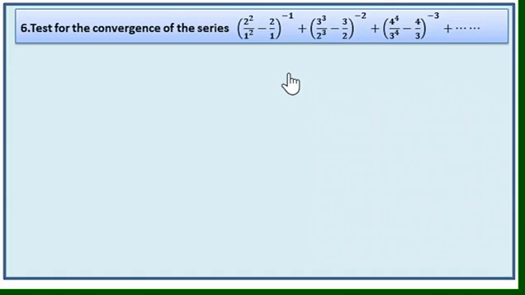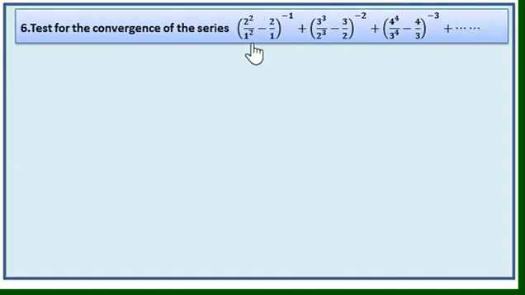First we have to write the nth term of the series. Look at the given terms carefully. First term is 2 squared by 1 squared minus 2 by 1 to the power minus 1. Second term is 3 cubed by 2 cubed minus 3 by 2, the whole power minus 2. Okay, and so on. So here we have minus 1, minus 2, minus 3. So in general, in the nth term we will be having minus n.